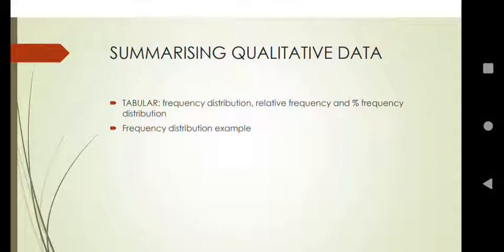We have relative frequency of a class or category, which is a fraction or a portion of the total number of data items belonging to the class. So that is it.